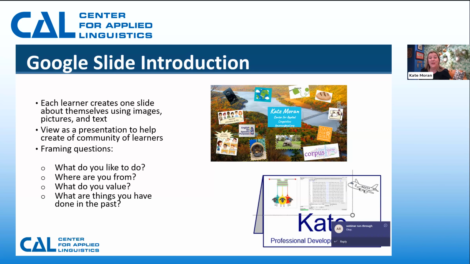If you don't have access to Google Slides, you can do the same sort of thing on a sheet of paper or cardstock, name tent style. So you would just fold the paper so that it can sit on a student's desk, and students would write their name in the center, and then add some images, drawings, other things to reflect the things that are important to them and answer those framing questions. And again, they would take turns presenting their slide or their name tent to the rest of the class.